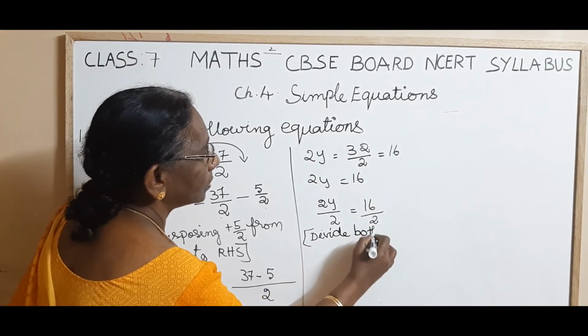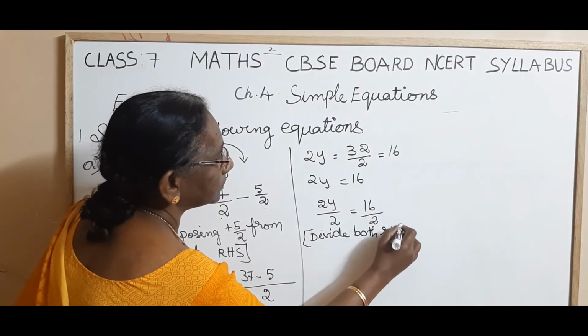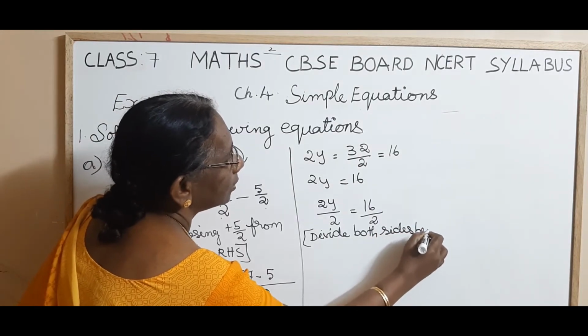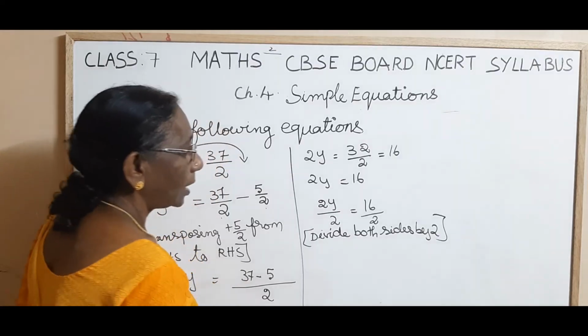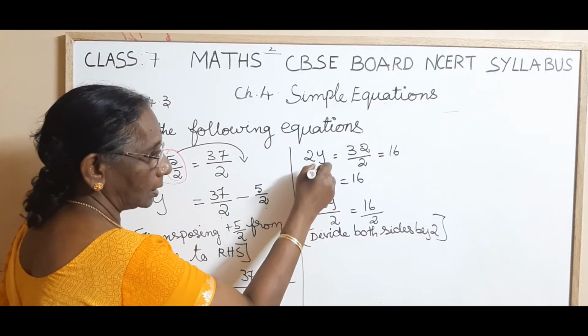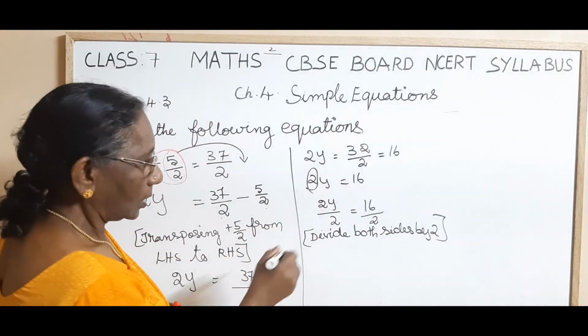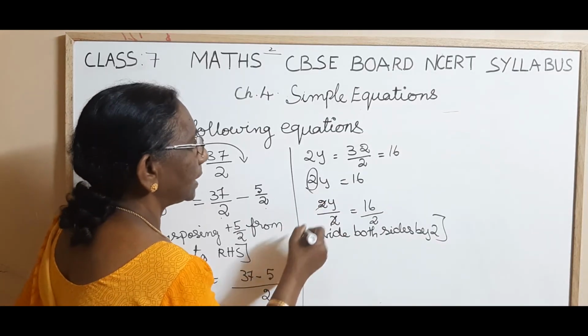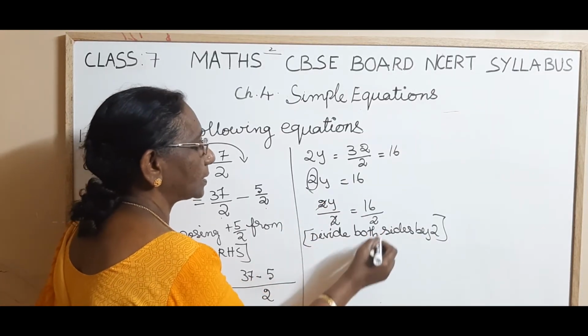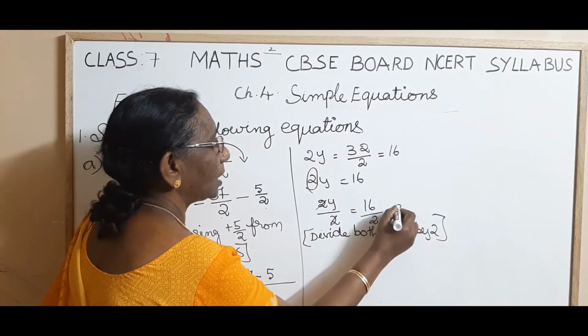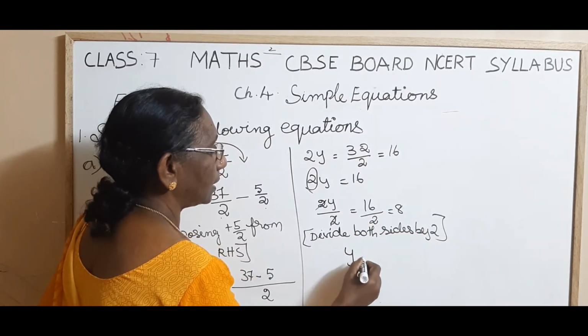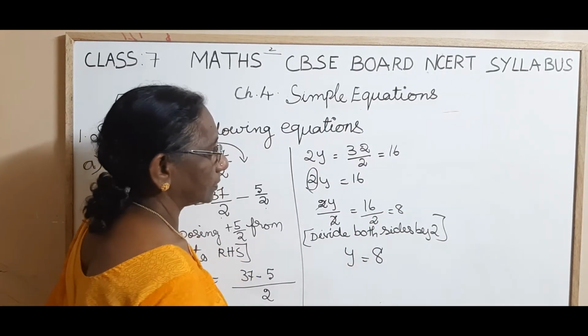Divide both sides by 2. Okay? Because we have to eliminate this 2 from the left hand side. So this 2 and this 2 will get cancelled. So 2 goes how many times? 8 times. So y is equal to 8.